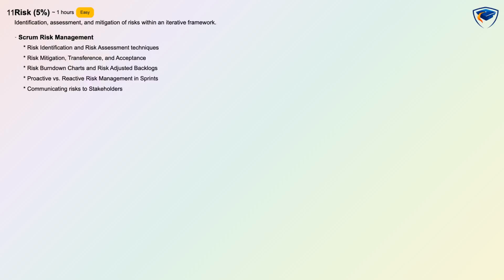Risk is 5%, easy, with about 1 hour of study and conceptual plus scenario questions. This domain covers risk identification, assessment, and mitigation strategies tailored to iterative delivery. You will learn risk burndown charts, risk-adjusted backlogs, and when to accept or transfer risk. The focus includes proactive communication of risks to stakeholders and applying mitigation techniques during sprints.